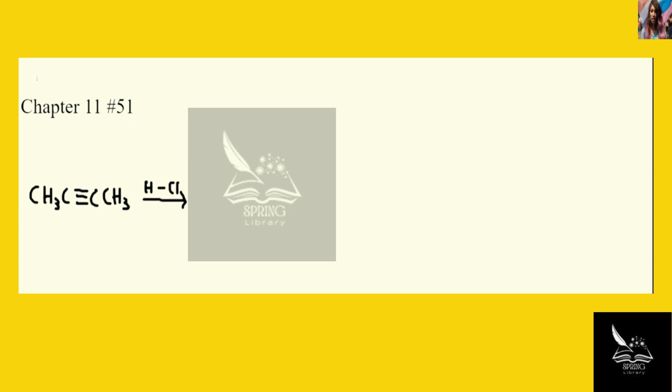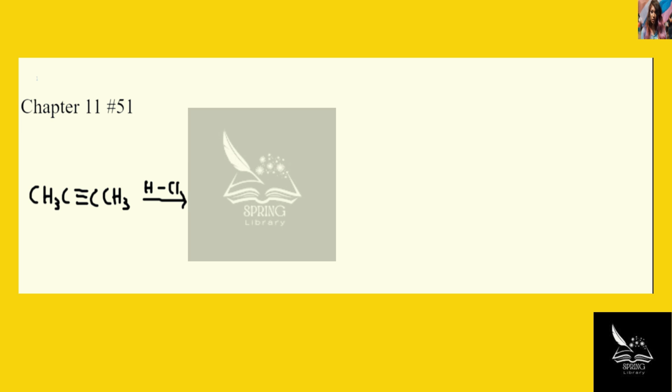This is the answer to Chapter 11, problem number 51 from the Smith Organic Chemistry textbook. And this problem says, draw a stepwise mechanism for the following reaction and explain why a mixture of E and Z isomers is formed.